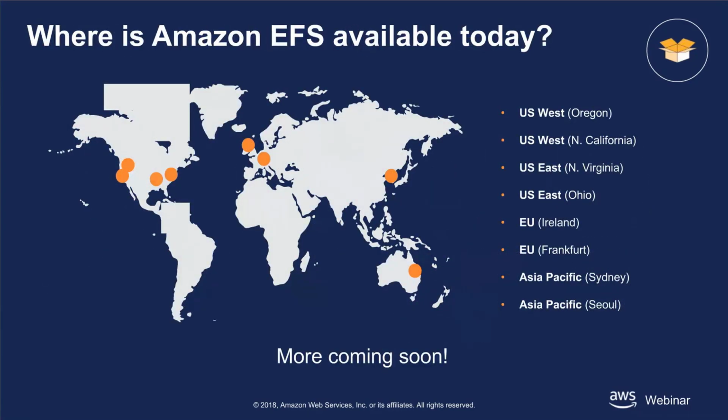So, what AWS regions is EFS available in today? Today, you can use EFS in 8 different regions: US West, Oregon, and Northern California; US East, North Virginia and Ohio; in Europe, Ireland and Frankfurt; and in Asia Pacific, we have Sydney and Seoul. And we have many more to come throughout this year, so stay tuned for that.